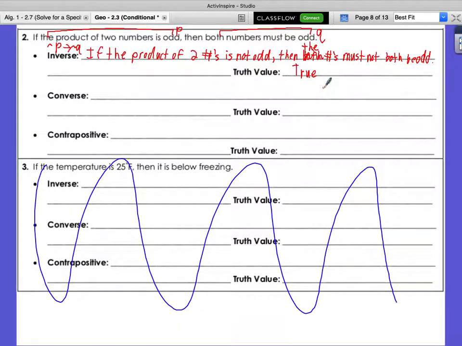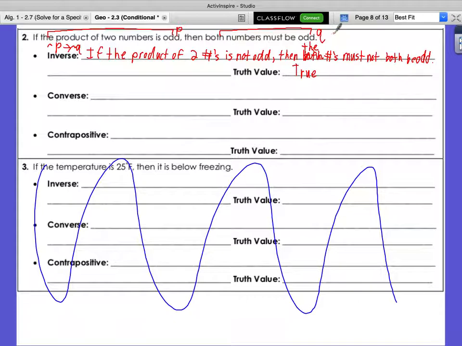So let's pick an odd number. 3. Okay, 3. How do you get to 3? What times what? 1 times 3, okay? Are 1 and 3 both odd? Yes. So the product of two numbers is odd, 1 times 3. Both numbers must be odd. Is that true? Yes. Can you ever get to an odd number by multiplying two evens? No, two evens is always an even. You can't get there by multiplying one of each either, because an even times an odd is always an even.